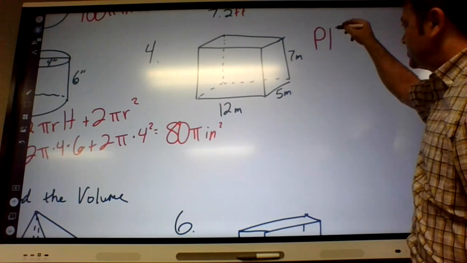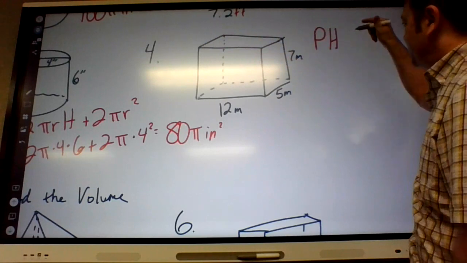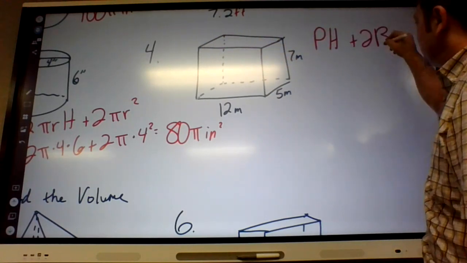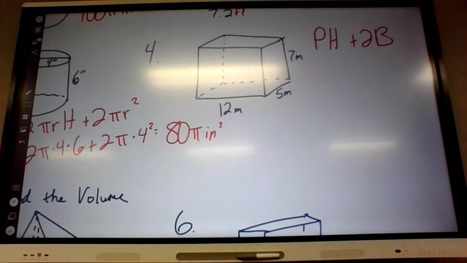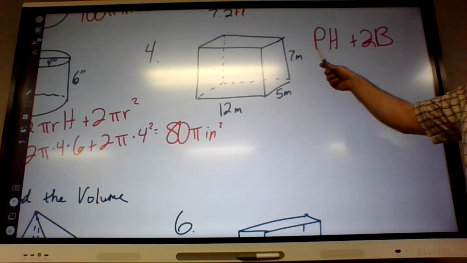So, prism. So it's surface area of a prism: perimeter times height plus 2 base areas. This one is a little harder because you have to find the perimeter and you have to find the base area, so it's not as straightforward. How would we find the perimeter?